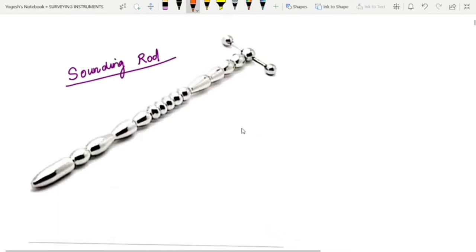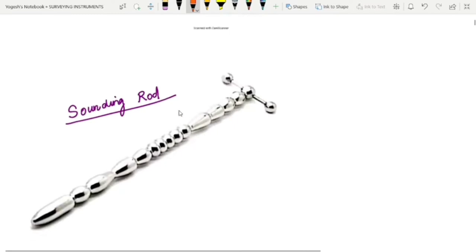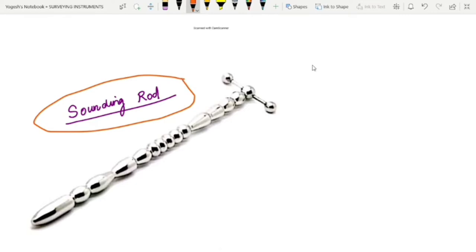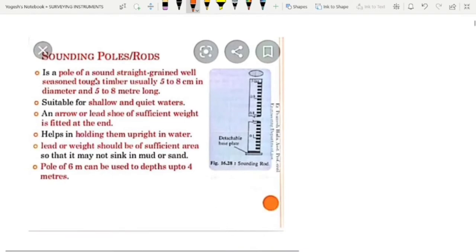The next one is the sounding rod. My dear students, these soundings are measured with the help of the sounding rod. The sounding rod is generally used for measurement of soundings. Please be careful. This is used for the measurement of the soundings. These are called sounding poles or sounding rods.